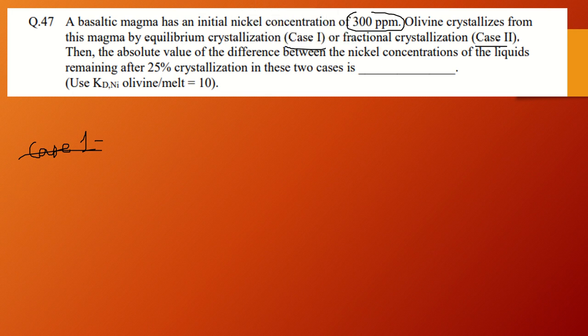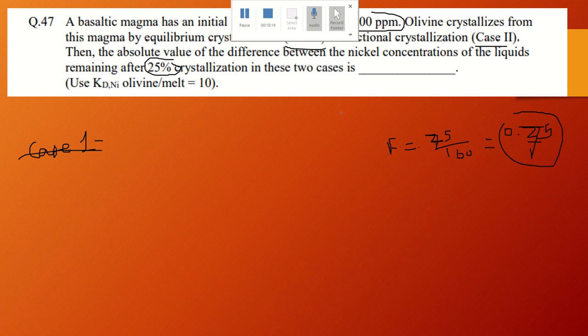For both cases the crystallization is 25%, so the value of F would be 25 divided by 100, or 0.25. But sorry, this is 25% crystallization, which means the remaining melt is 75%. So the value of F will be 0.75. The initial concentration is 300 ppm.